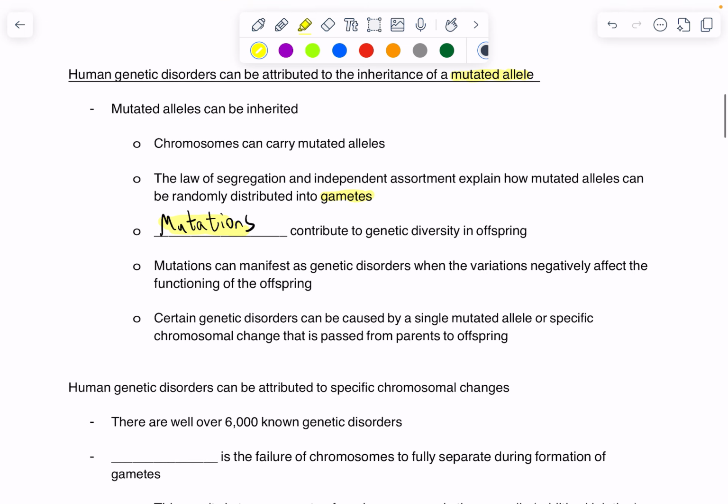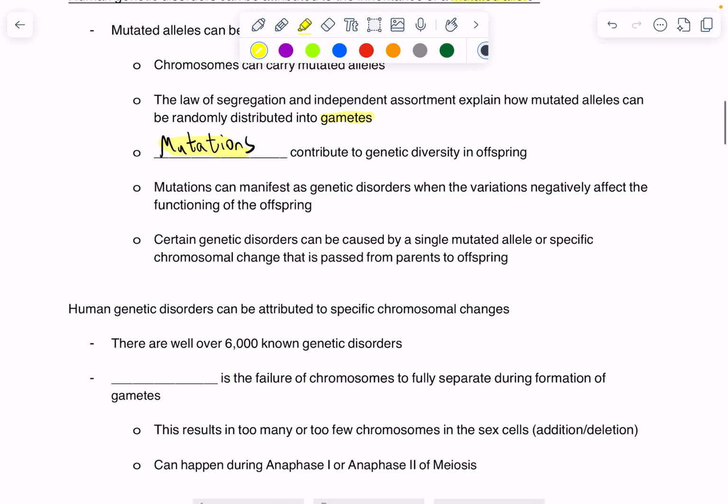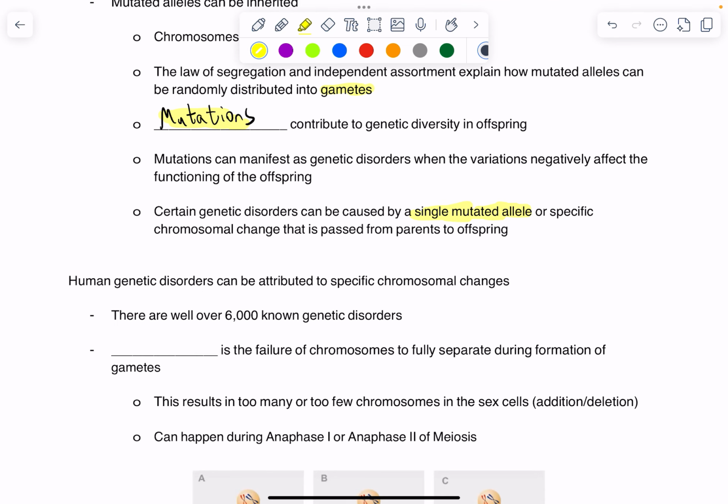And so mutations can manifest as genetic disorders when variations negatively affect the function of the offspring. Keep in mind, mutations are random. There's no positive or negative umbrella statement we can make about mutations because they are random and they can provide good things, they can provide neutral things, they can provide bad things. But this is one of the ways that can lead to chromosomal disorders. And these disorders can be caused by a single mutated allele, and we'll take a look at sickle cell disease as an example of that, or specific chromosomal change dealing with larger parts of the chromosome, right?